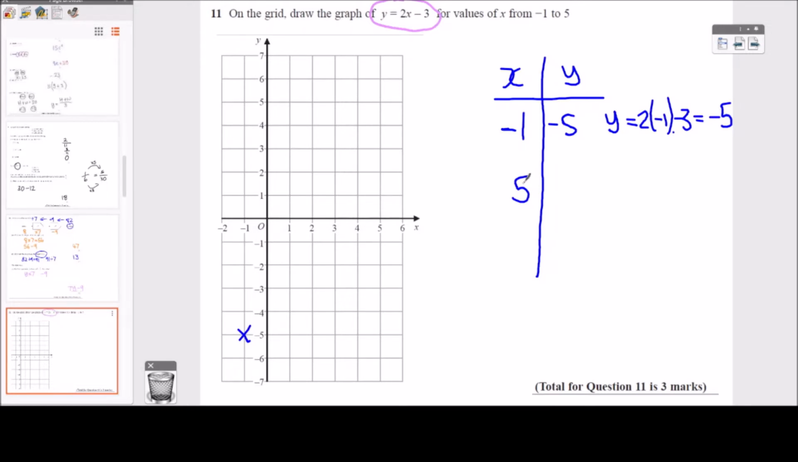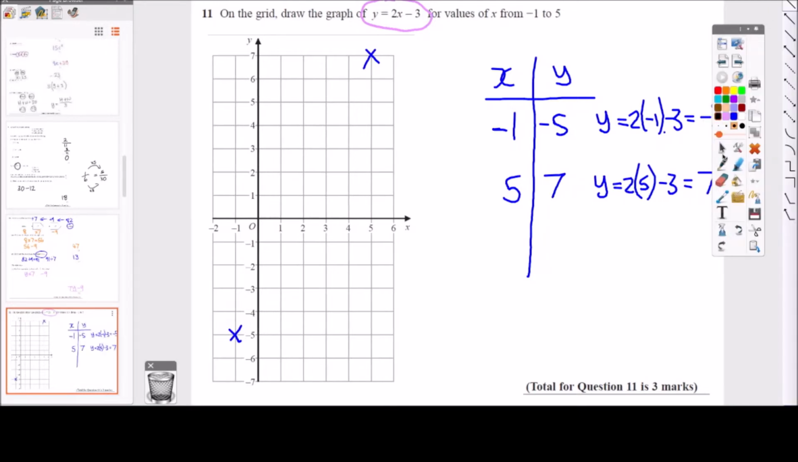Now secondly, when x is 5, y is going to equal 2 lots of 5, and then we take away 3. Again, I would suggest just to double check, put that into your calculator, but 2 5s are 10, 10 take away 3 is 7. So our second coordinate is 5, 7. Okay, and then get your ruler out and draw a straight line between those 2 points.